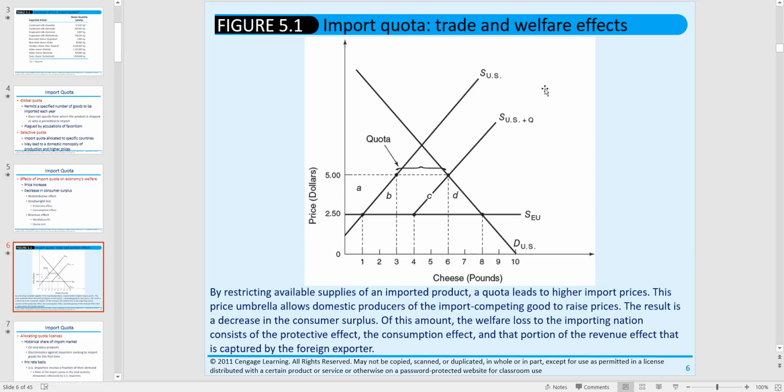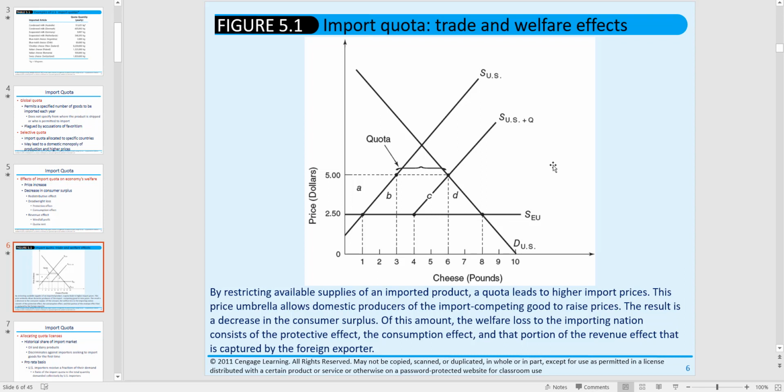Example, figure 5.1. So the scenario that is being portrayed here is, first you start with this openness to trade. There is free trade, no quotas. So this is the supply coming from the world, particularly comprising the European Union. And if that was the case, the prevailing world price would be $2.50 per pound of cheese. There would be 1 unit produced domestically and 8 consumed domestically. So we'll have a total import of 7 units.